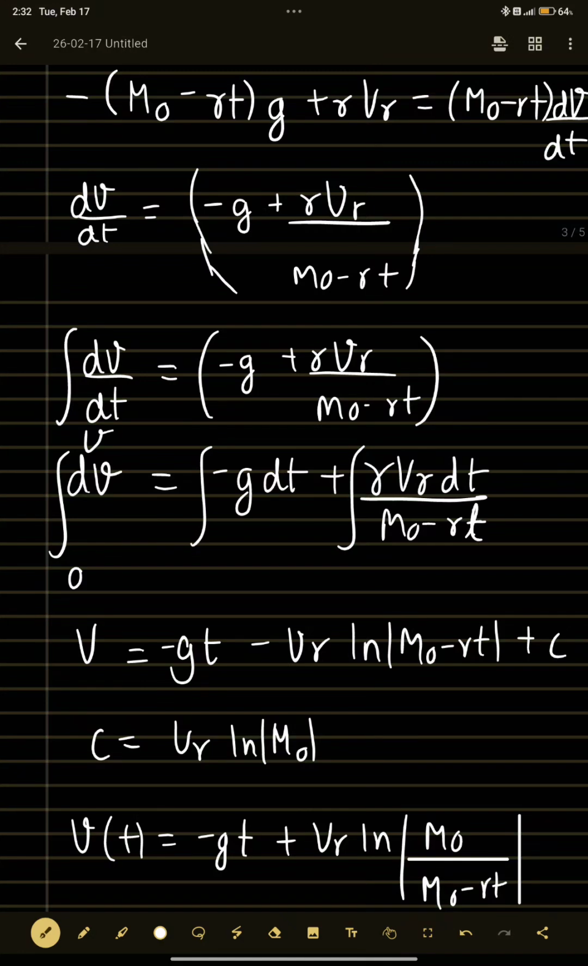So this is done. Now you find out the velocity at the burnout. So how do you find velocity at the burnout?